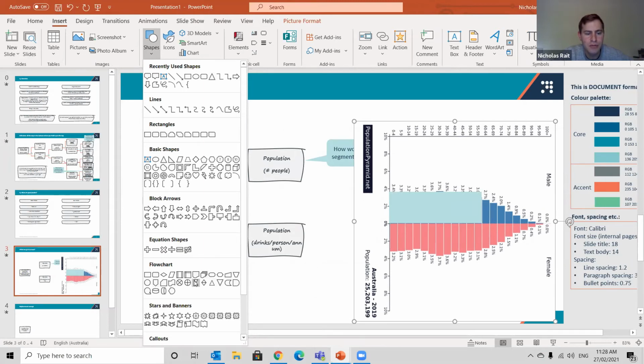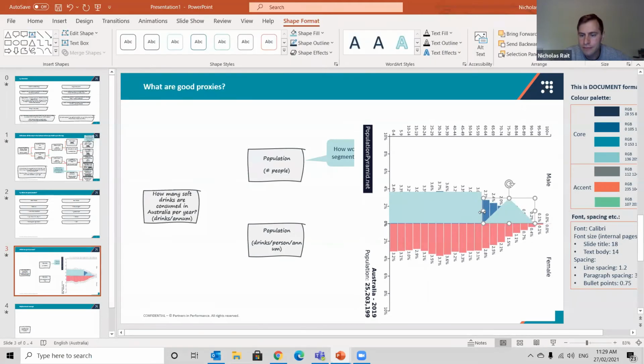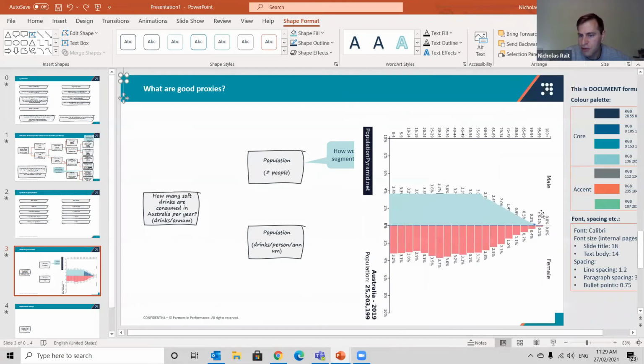How's my shape work going? I'll figure it out. All right, I've done poorly here, but anyway, it's a triangle. Thereabouts, something like that, right? So if I send this to the back, not too bad. Not too bad, a reasonably good approximation, right?